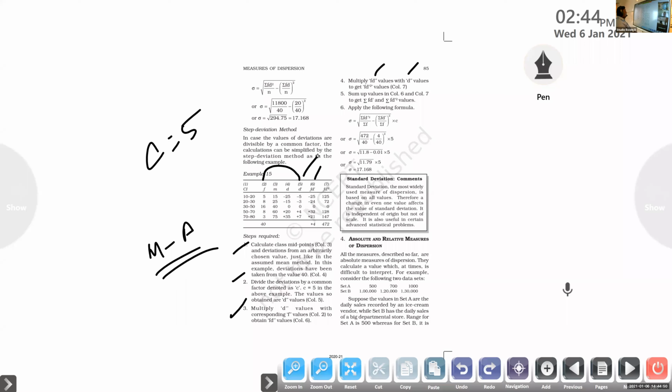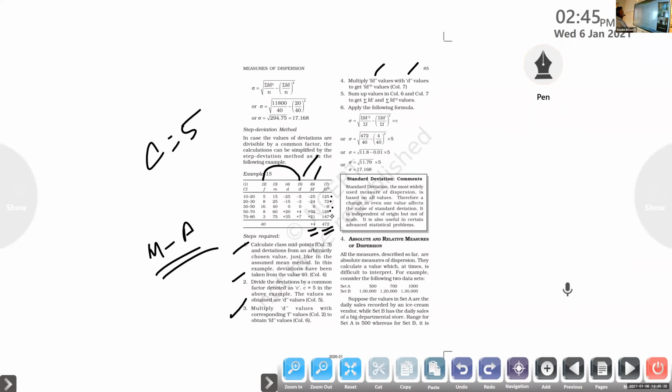All columns are filled. Now, sum up values in column number 6 and column number 7. So I want to find out the sigma FD dash and sigma FD dash square. Clear? So we got the numbers here. Sigma FD dash is equal to 4 and sigma FD dash square it is 472, by adding all these values together. Okay, clear?